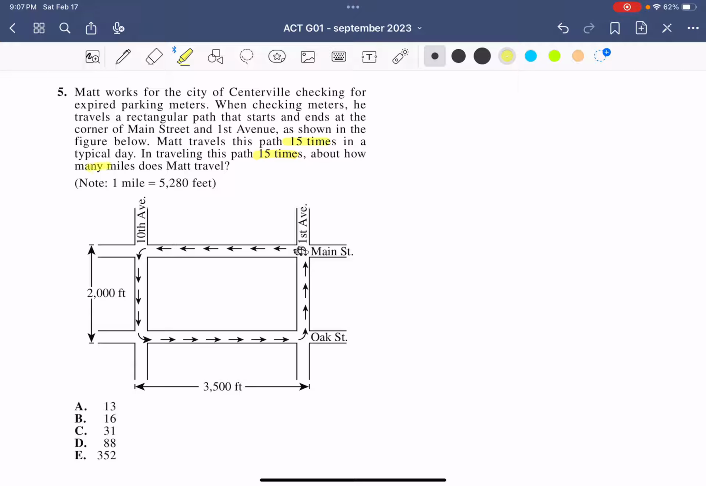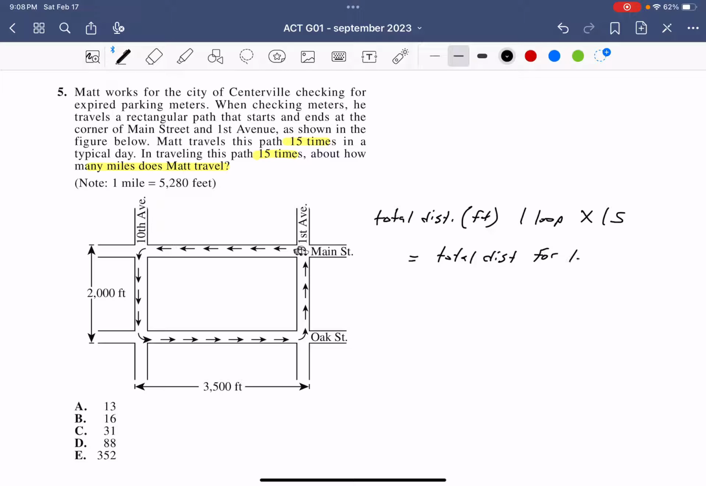And they want to know how many miles does Matt travel. So what we're going to do is figure out what is the total distance in feet for one loop. So we'll do the total distance, and that's in feet, of one loop. And then we're going to multiply that by 15 because he does 15 loops. And this will give us the total distance for 15 loops in feet.